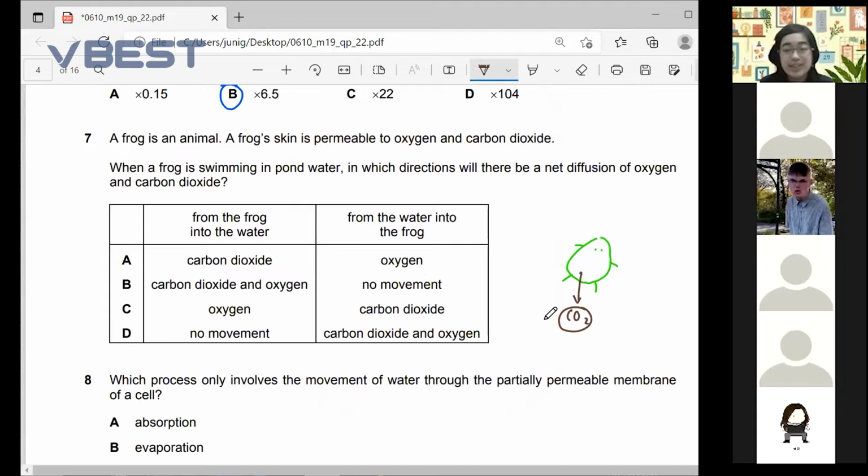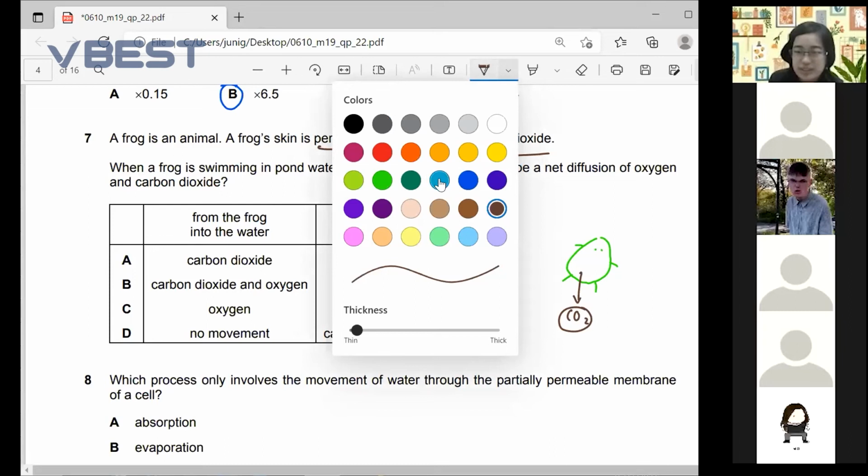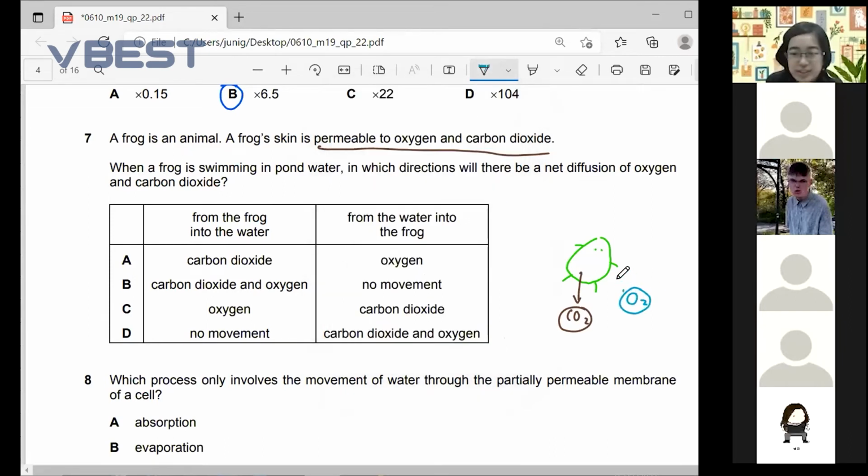Why? Because the frog is respiring, it's breathing. When it does respiration, it produces carbon dioxide, which leaves the frog and goes into the water through the skin, because it is permeable to oxygen and carbon dioxide. From the water into the frog will be oxygen, because the frog needs oxygen for respiration. As respiration happens, oxygen is consumed in the frog, whereas carbon dioxide is produced. So the answer is A.